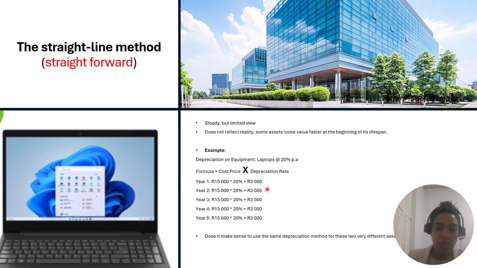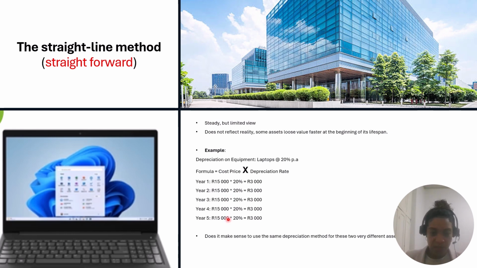Why? Some assets lose their value faster in the beginning of their lifespans, as we've just mentioned. So let's quickly look at a simple example. We look at the depreciation on equipment, namely laptops, at the depreciation rate of 20% per annum. And the formula is my cost price times my depreciation rate. So my cost price is 15% and my depreciation rate is 20% per annum.